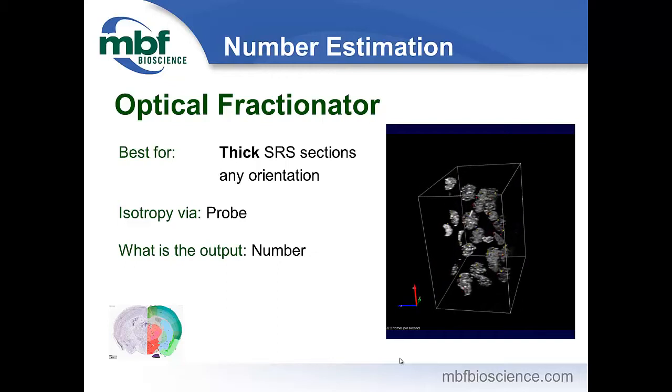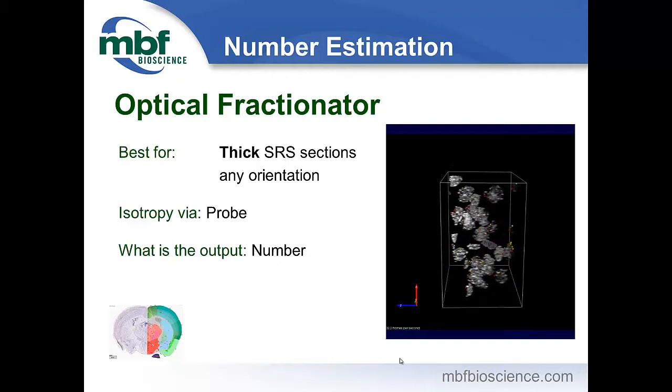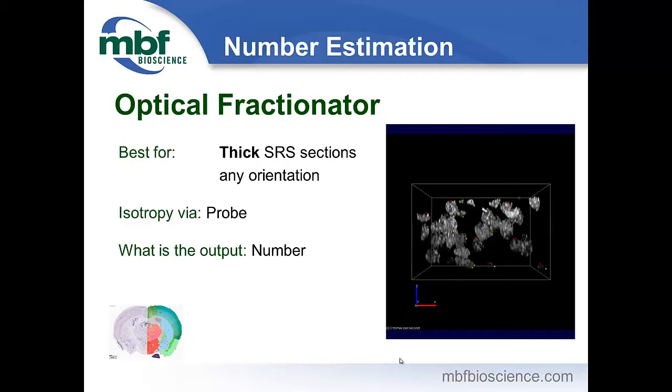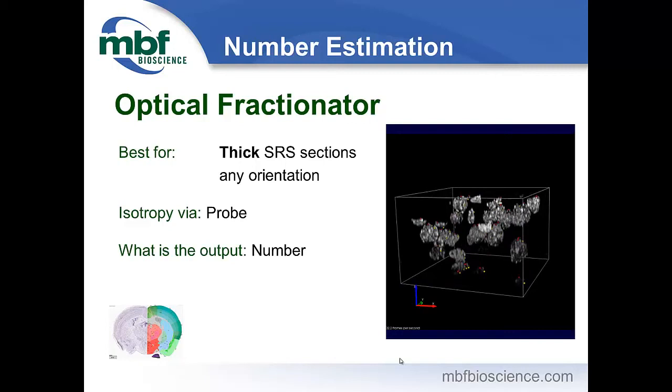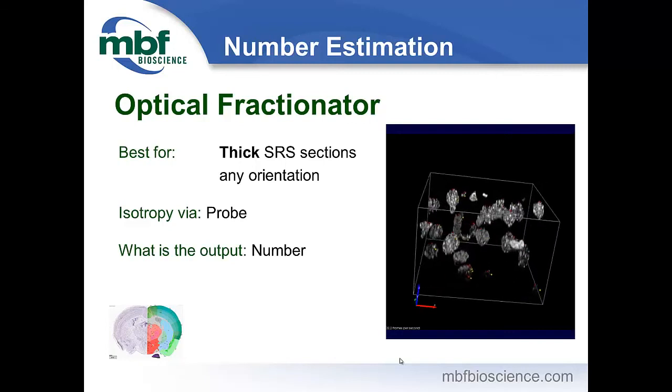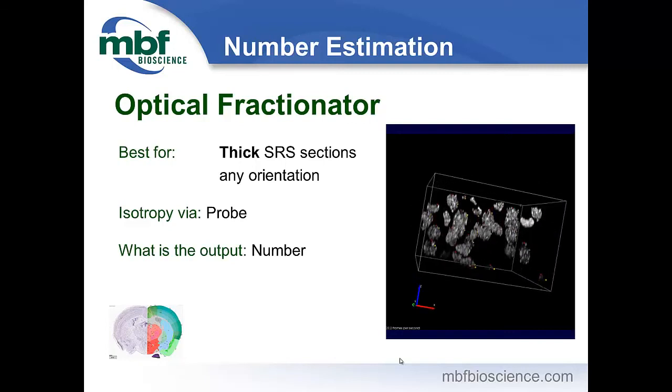So if you are estimating, notice how every cell, whether we came at it from the side or the top, each cell has either one red dot or one yellow dot. We've counted 36 cells, no matter how we've approached these cells, and that's why the optical fractionator is forgiving regarding how you can section the tissue.